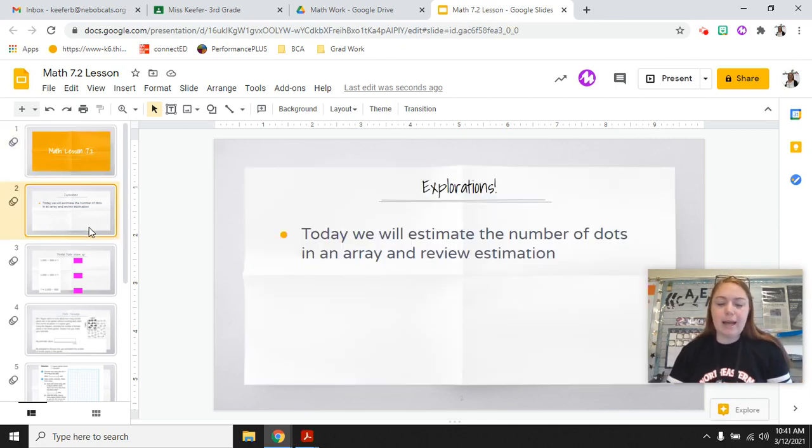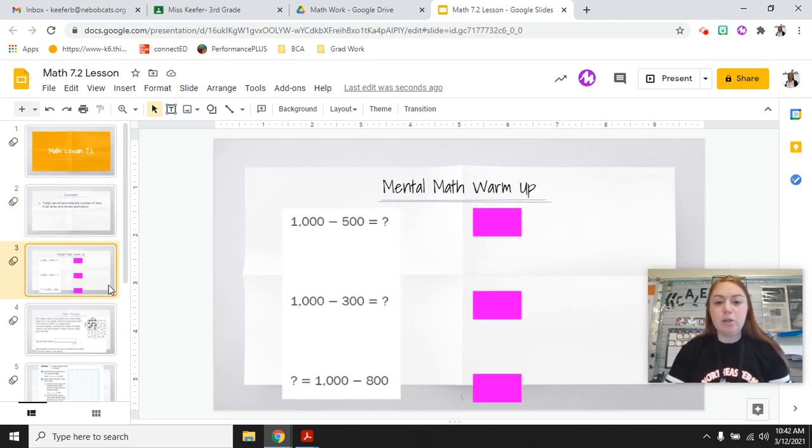So what we're going to do today are a few explorations lessons that are focusing on estimation and estimating dots in an array. And then we're also going to finish with a quick review of equivalent fractions. So to start, we're going to do our mental math warm-up.